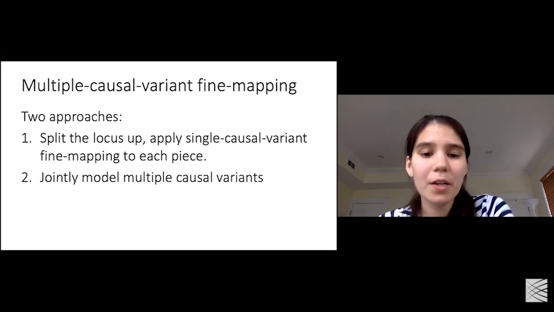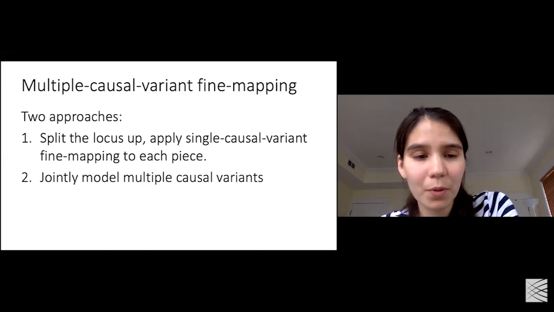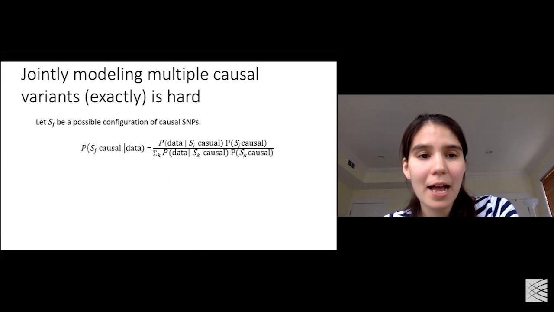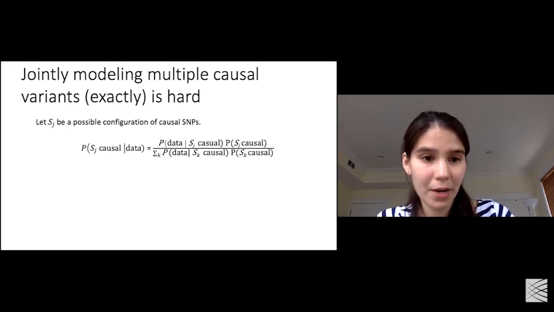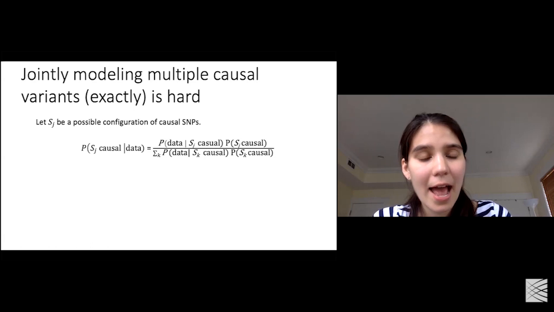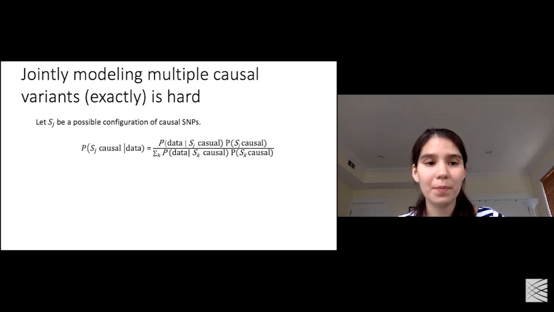So then I'll move on to how we might jointly model multiple causal variants. Here, let's start by analogy to single causal variant fine mapping. But instead of one variant, we're going to look at sets of variants. So let Sj be a set of variants, and we want to know what's the probability that this set of variants is causal given the data.